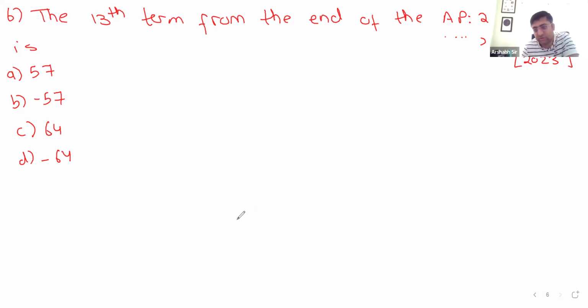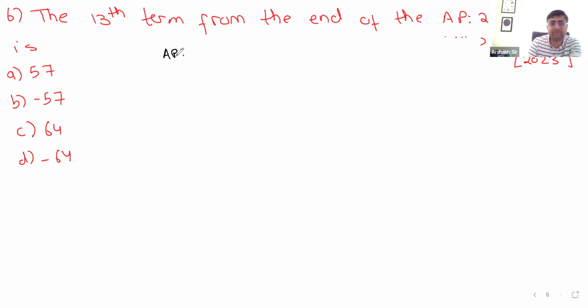So how will you approach this question if you want a term from the end of the AP? First, we find AN. How many terms are there in the AP? ठीक करो. Try it out. बच्चों, whenever you have to find a term from the end of the AP, do not use formulas. एक simple technique होती है. Before I do this question, I'll show you how that technique works.